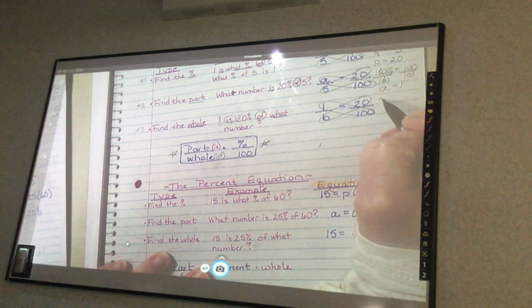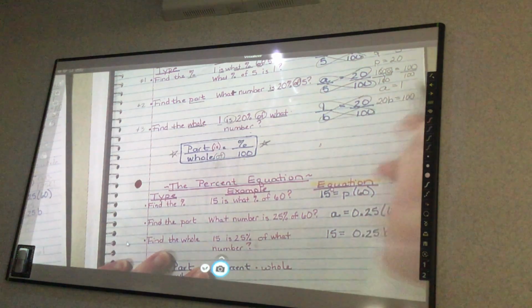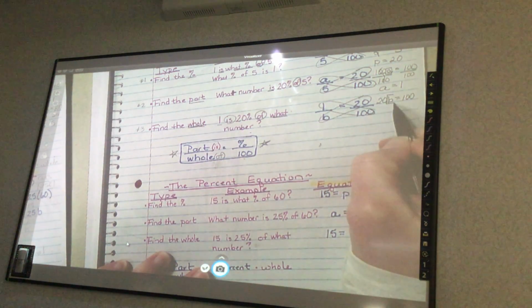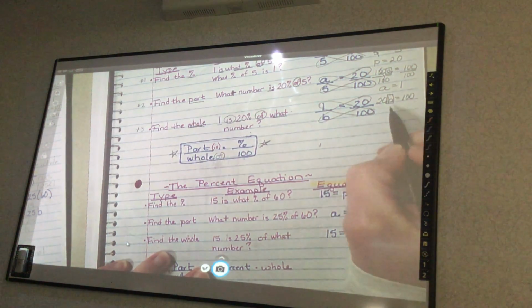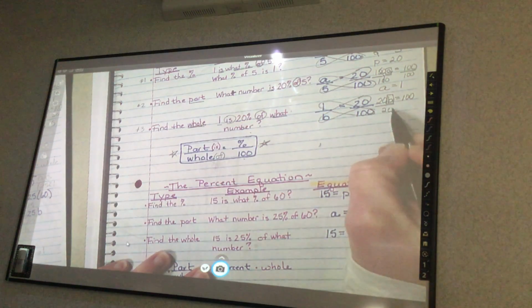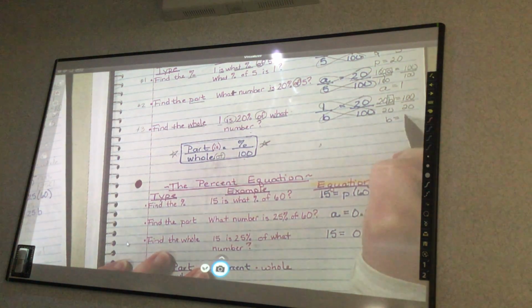So now I have 20B equals 100. Box up your B. This is like multiplying. The opposite of multiplying is dividing. So I'm gonna divide by 20. Divide by 20. B equals 5.